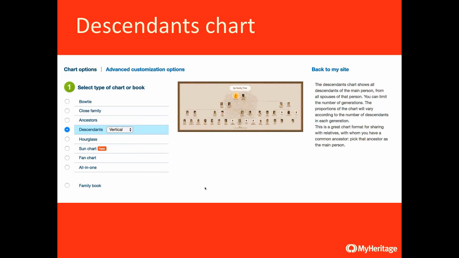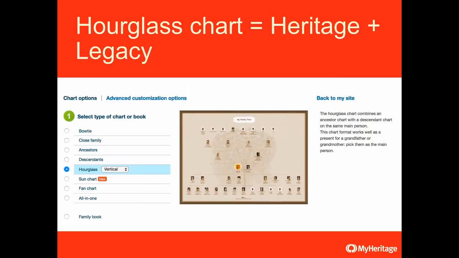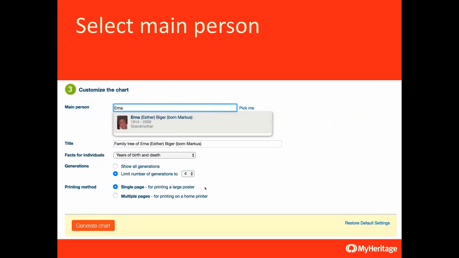But let's move on to the next one, which is the hourglass chart. And the hourglass chart is the one that combines basically ancestors and descendants. So given a person, you can see all their heritage and all their legacy, which is quite fitting to this webinar here. Because you will see where you came from and what you're leaving behind. And again, there is a vertical view where ancestors appear above, or a horizontal view where it's the opposite direction.